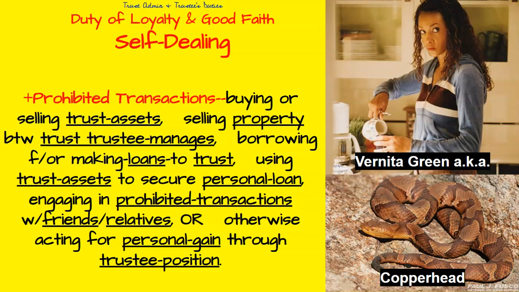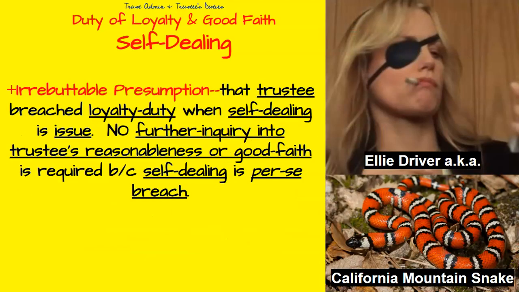Prohibited transactions. Buying or selling trust assets, selling property between trusts the trustee manages, borrowing from or making loans to trust, using trust assets to secure personal loan, engaging in prohibited transactions with friends or relatives, or otherwise acting for personal gain through trustee position. Irrebuttable presumption that trustee breached the loyalty duty when self-dealing is at issue. No further inquiry into trustee's reasonableness or good faith is required because self-dealing is a per se breach.